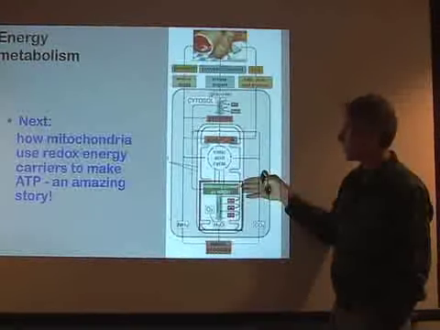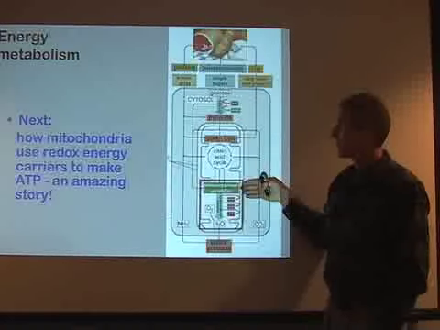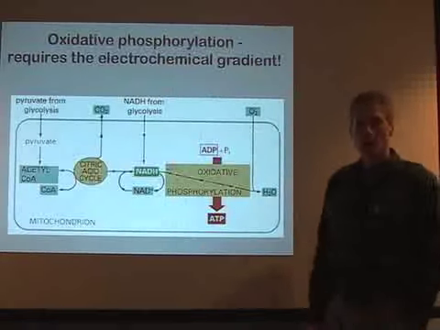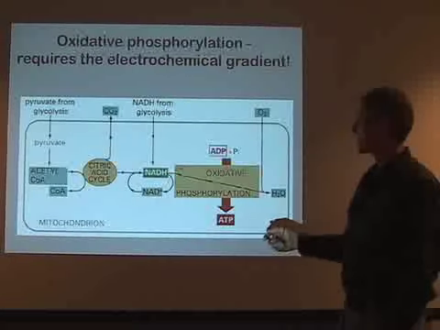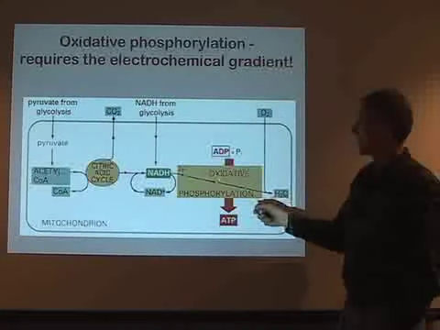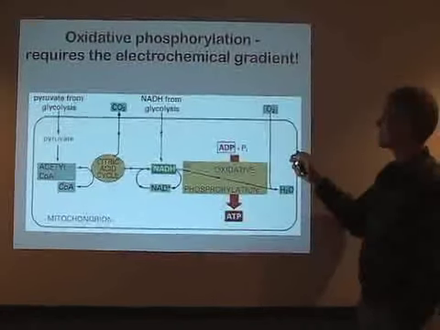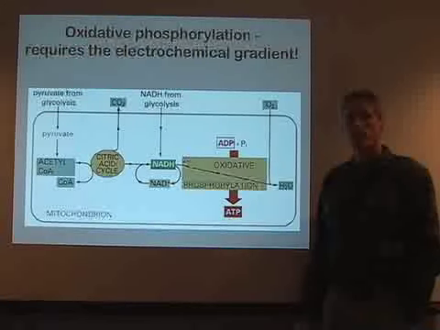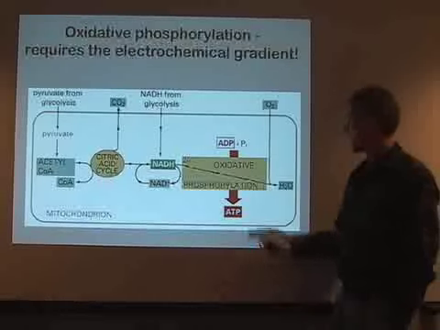And next we're going to talk about the reduced energy carriers, NADH, FADH2, making ATP in a process called oxidative phosphorylation. That is, you take reduced molecules, oxygen is put in as the final electron acceptor because it's greedy for electrons. And you make ATP.